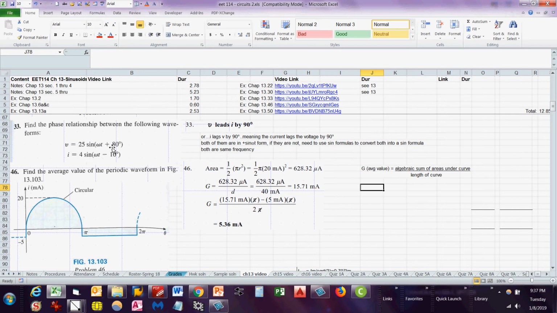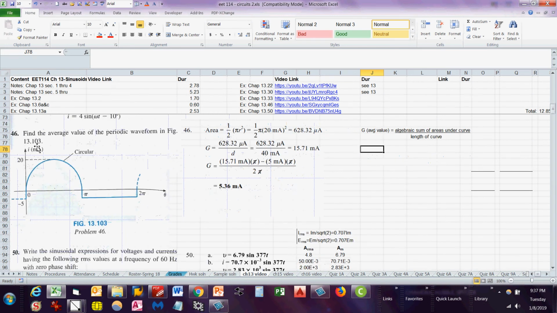So the way you do this is you take the plus 80, subtract the negative 10, so 80 minus negative 10 is like 80 plus 10. So the voltage leads I by 90 degrees, or you could say I lags V by 90 degrees, meaning the current lags the voltage by 90 degrees.